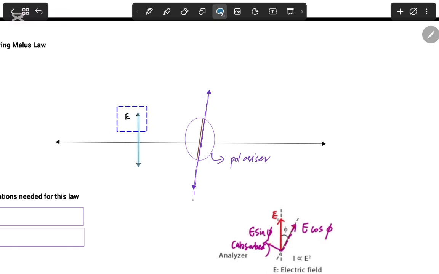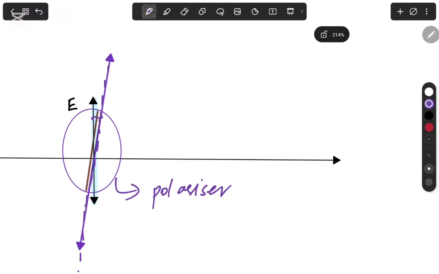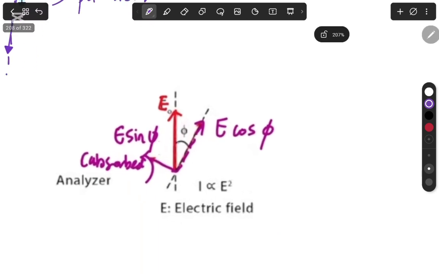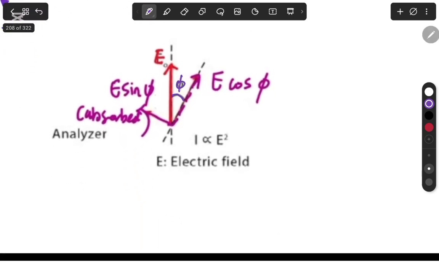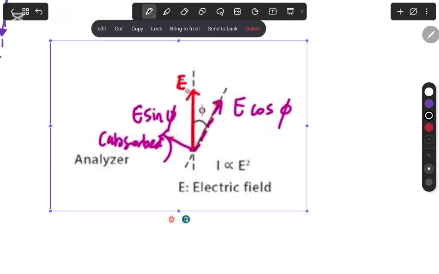So let's say that now this vertically plane polarized light will come here and reach over here and pass through the polarizer. Okay, and now when it passes through the polarizer, it will form an angle theta with the transmission axis of the polarizer. And that angle theta is very important because when that angle theta is formed, here it's phi, but I'll just say theta, we can see that we can make the electric field into two components. We can say this is going to be E cos theta and this is going to be E sin theta.